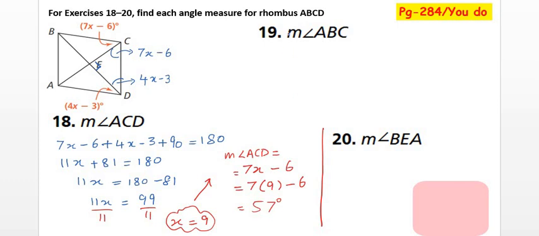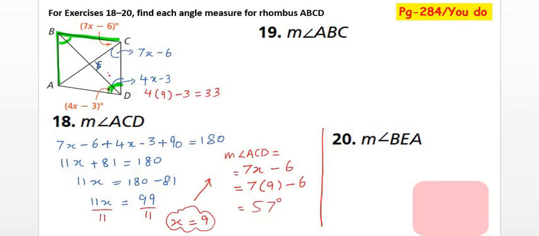Now in the next step, question number 19, they are saying for the same diagram, find the value of angle ABC. So where is angle ABC? It's here, this one. They want us to find this angle ABC. If we find this angle ADC, it will be the same as angle ABD. So let's find how much is 4x minus 3. Substitute the value of x, that is 9. So 4 times 9 will be 36, minus 3, it is giving us 33.